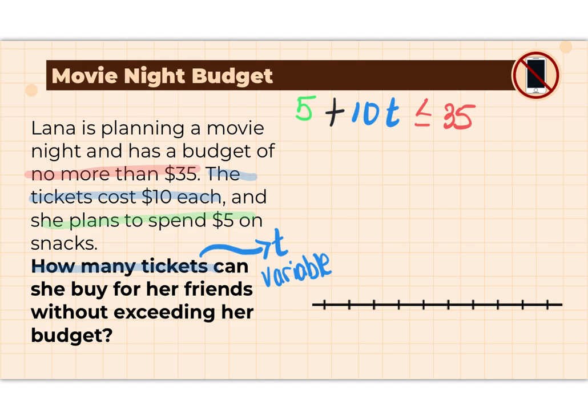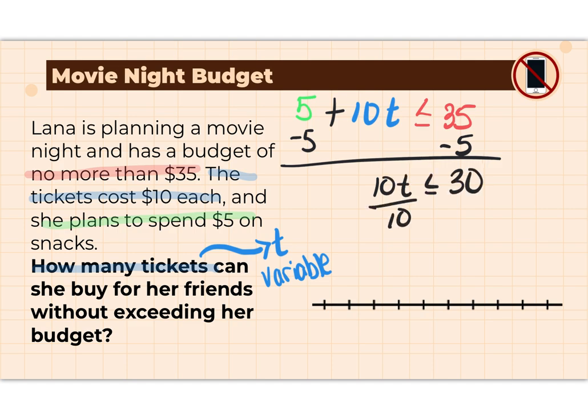Now that I've set up my inequality, I can solve this inequality like I would any other inequality. And I know that my variable has to be less than or equal to 3 tickets. Now, you might be thinking that this is very easy to solve without having to set up an inequality. However, this way of thinking helps us when we have problems that are not as straightforward or we do not get nice whole numbers.